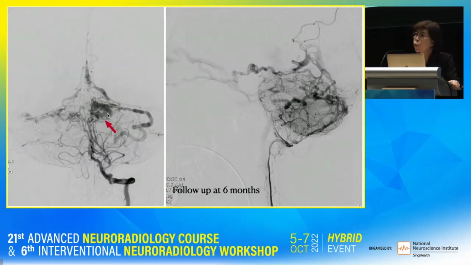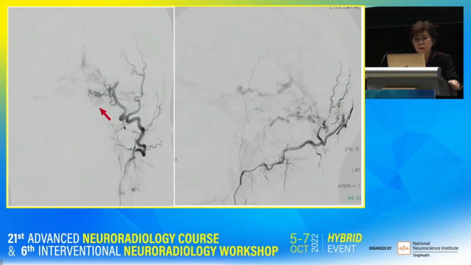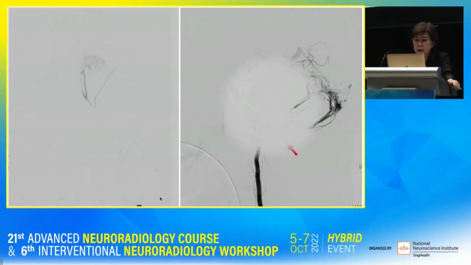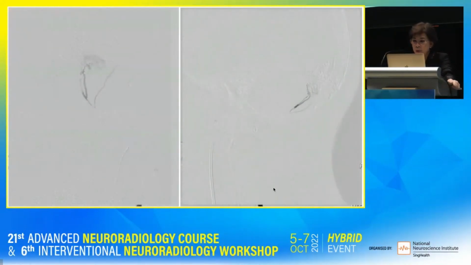So which vessel are we going to use? This is also from the hospital also, right? We think that this one may be easier compared to the occipital artery because of the tortuosity. So we chose the meningeal branch of the vertebral artery. And finally, we succeeded in getting the microcatheter there.